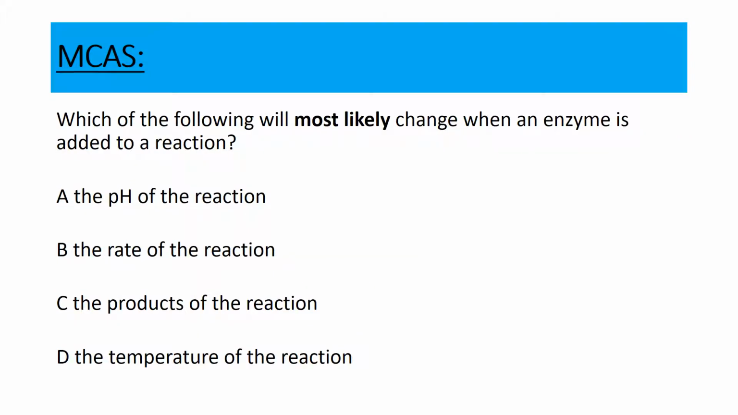Which of the following will most likely change when an enzyme is added to a reaction? A, the pH of the reaction. B, the rate of the reaction. C, the products of the reaction. Or D, the temperature of the reaction. Well, the answer again is B. We're talking about enzymes, and enzymes increase the rate of chemical reactions.